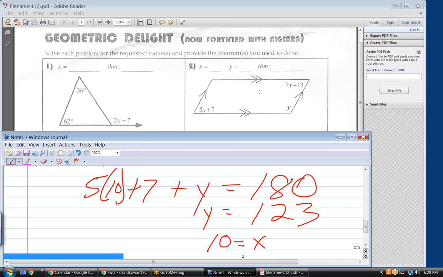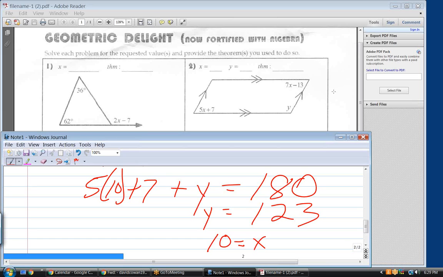But for this problem, you told me that this was equal to that. So it'd be the alternate interior angles, or opposite angles. Opposite angles of parallelograms are equal. Okay. So that's theorem 1 that's at play.